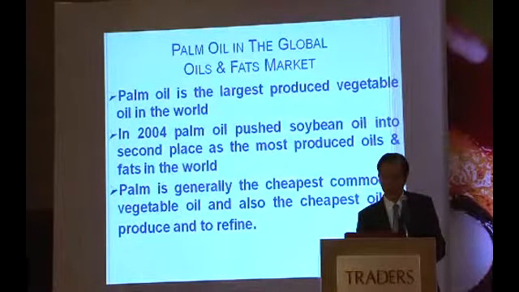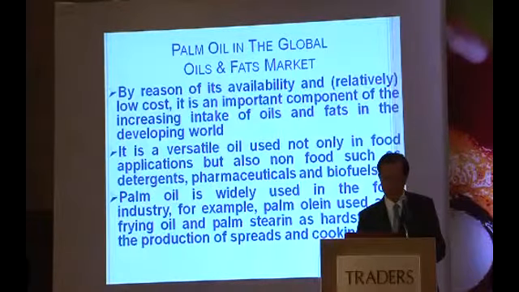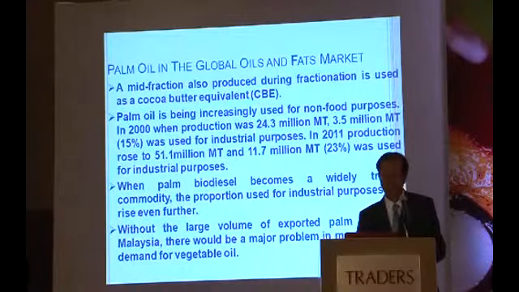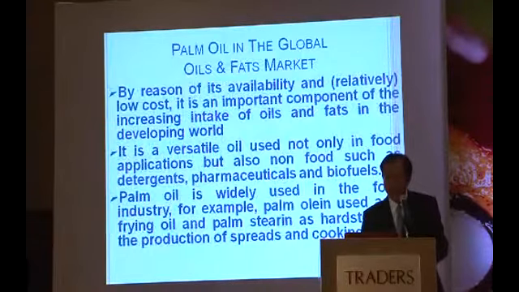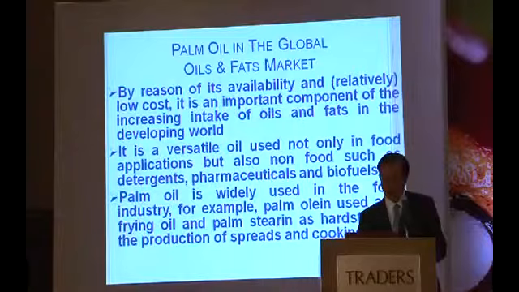And palm oil in the global oils and fats market, as mentioned in the chart, shows that palm oil is now the number one oil, both consumed, produced, as well as exported. But there are many parts to the palm oil production or products available, and this leads to its versatility.